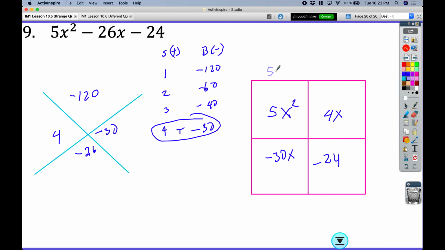So let's go ahead and start factoring some stuff out. I'm going to factor out a 5x here. Here I can factor out a 4x. Now on this row, I can factor out an x. And here, -30 and -24 are both divisible by -6. Okay, so that means when I write this out, I have 5x plus 4, and then x minus 6.